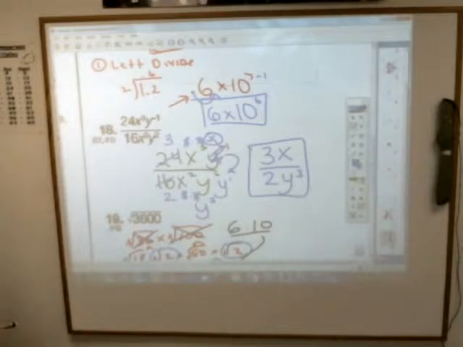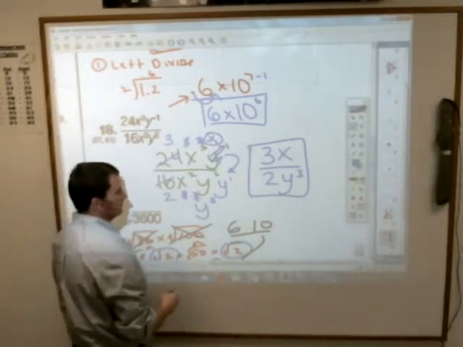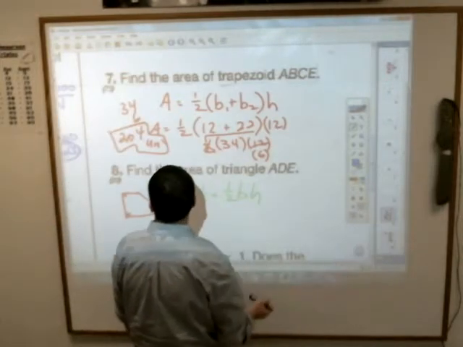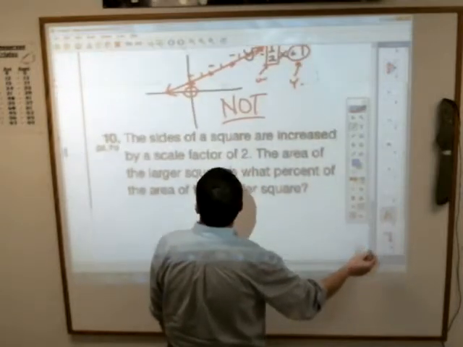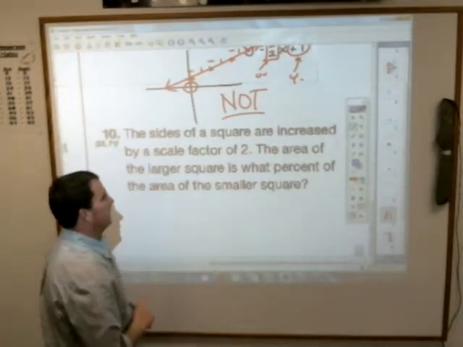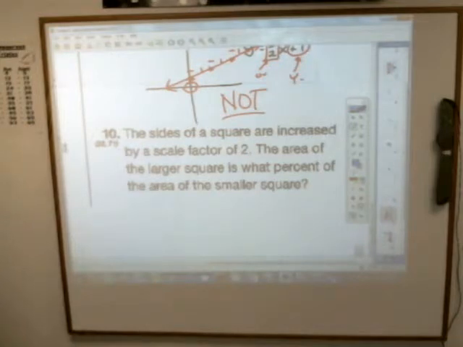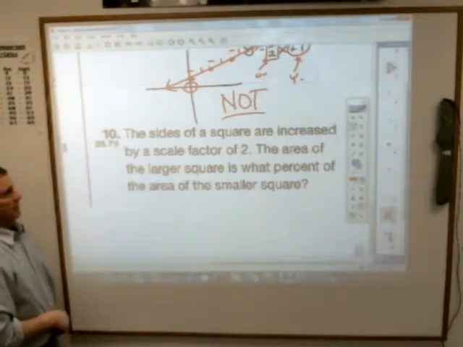Jackson, I don't understand number 10. Is that on the other page or this one? Oh, I was surprised nobody asked me that question. This one, to me, is one of the harder questions on the test here. So Jackson, what's it say?